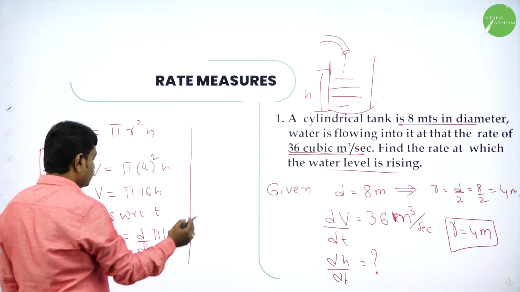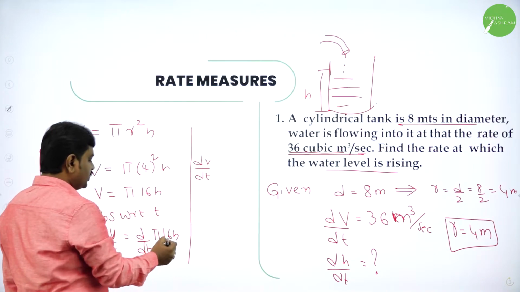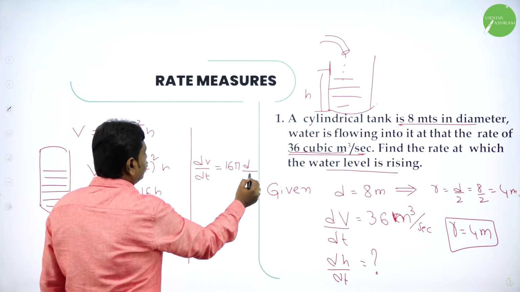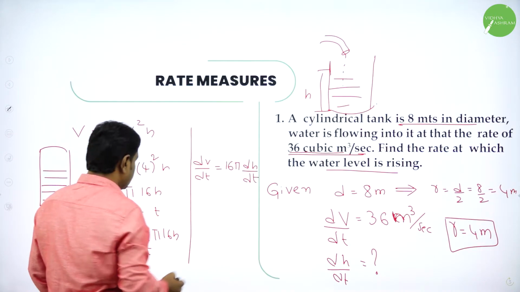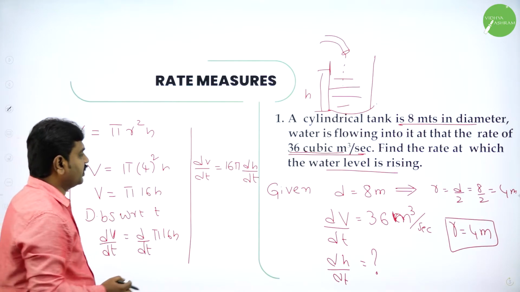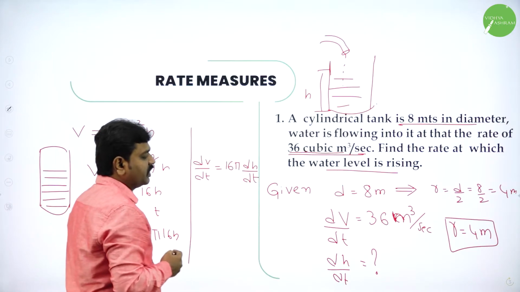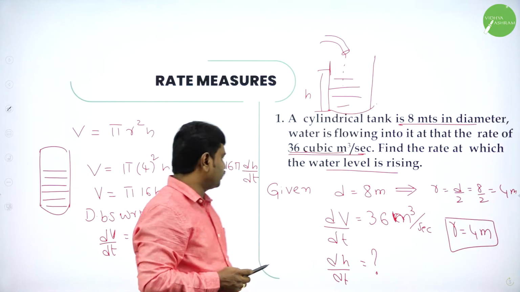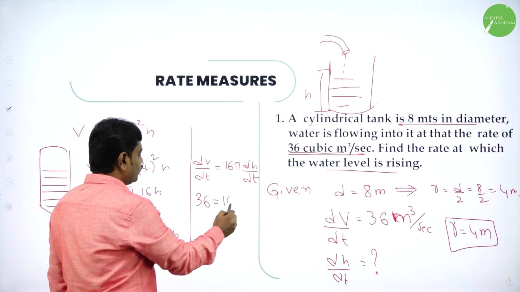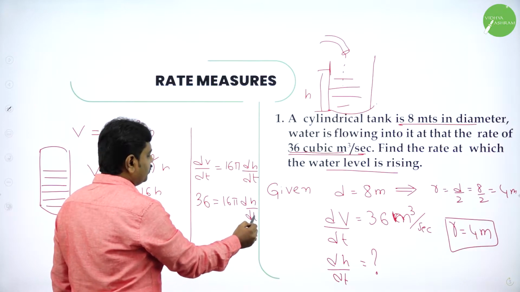Simplify this further. So dV by dt is equal to 16 pi, take it out, and apply d by dt for h. 16 pi is constant, take it out, apply d by dt for h. So now we got dV by dt equals 16 pi into dh by dt. Substitute the values. What is dV by dt? They give 36. In the place of dV by dt, I'll put 36, and it equals 16 pi into dh by dt. We don't know the value of dh by dt. Let dh by dt be as it is.